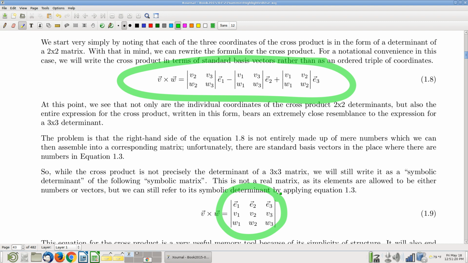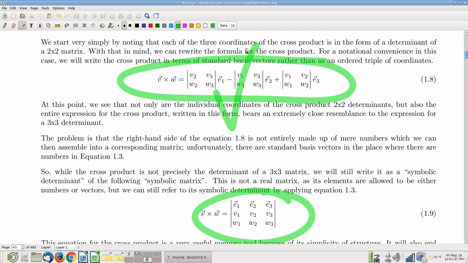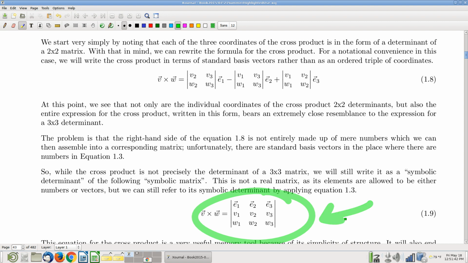But if you just forget about that, and take what we consider a symbolic determinant of this symbolic matrix, as symbols on a page, it looks like a matrix. Just ignore that it doesn't make sense. If you compute this determinant, sure enough, you get exactly that. Okay, so this is the formula I want you to memorize. It's really easy to remember.